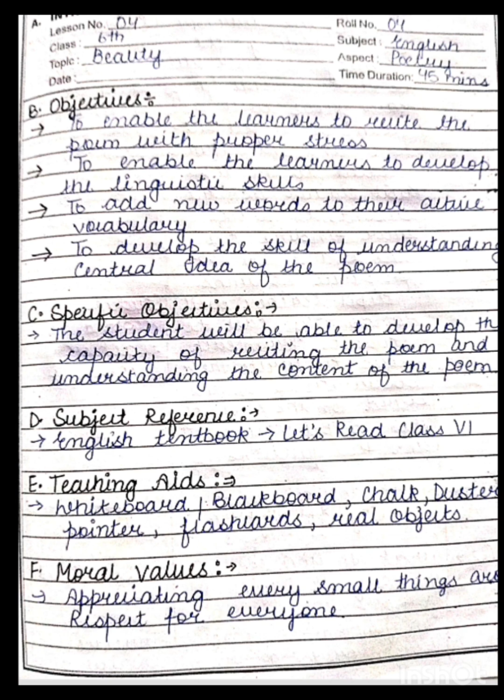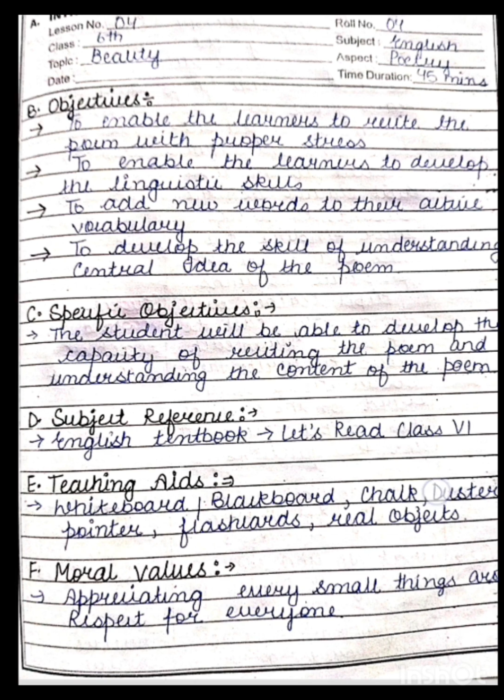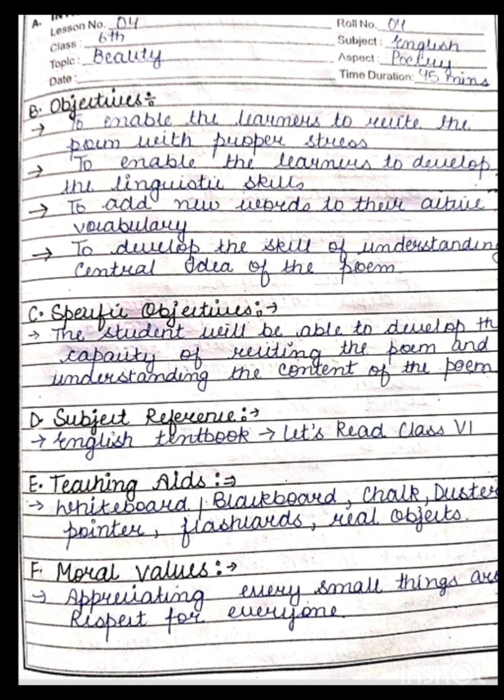Now what is the specific objective? The student will be able to develop the capacity of reciting the poem and understanding the content of the poem. Every child knows that poetry is recited, and each poetry has its own meaning. So what is the subject reference?